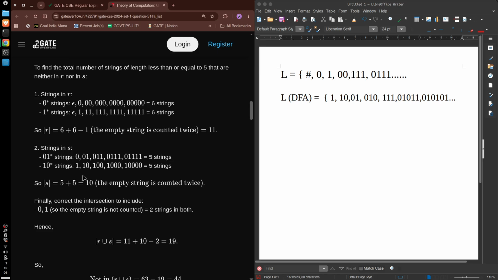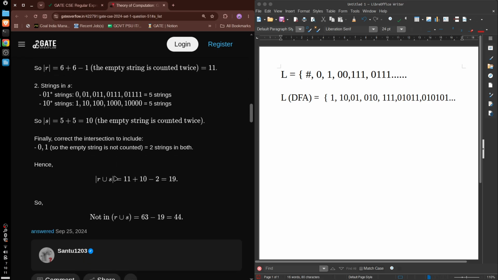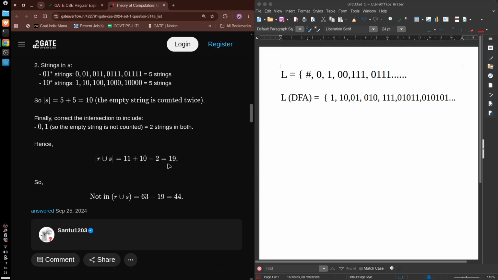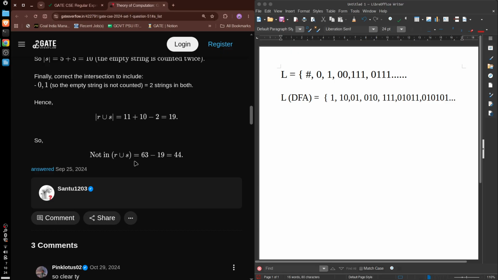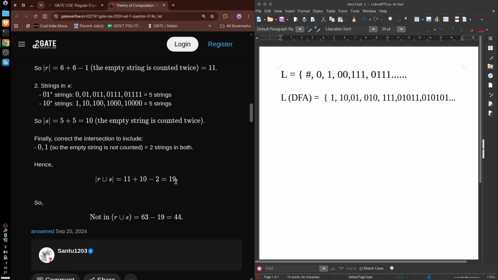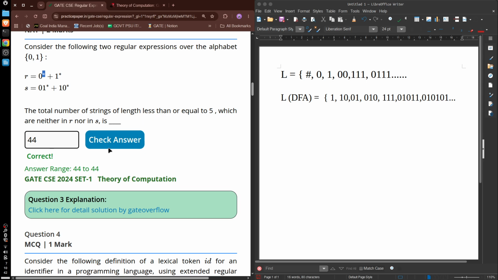But remember this thing, that we have 0 1 and 1 0 in both, so we have to minus 2 strings. So we total have 10 plus 11 minus 2, we have to do minus 2, and we will be having 19, right? So the union of these two is 19. And which ones are not in R nor in S, right? So 19 strings are in R or S. So we are just going to subtract from 63, and we will be getting 44. That is the answer of this particular question.